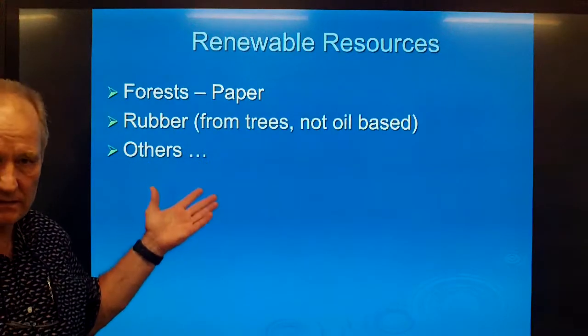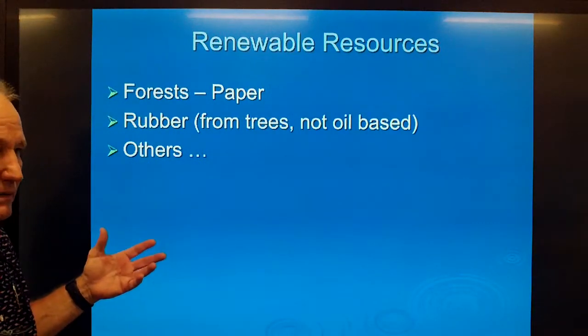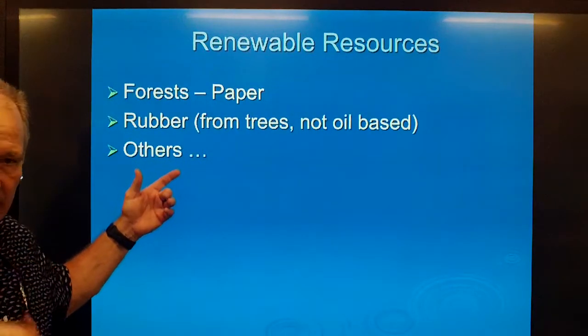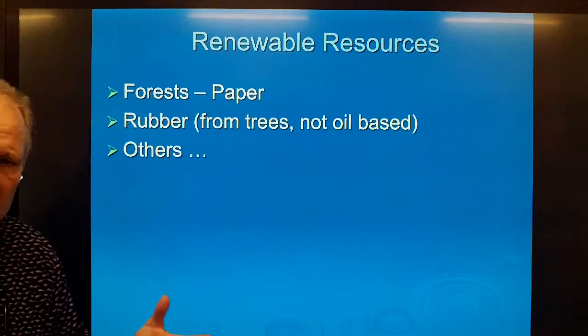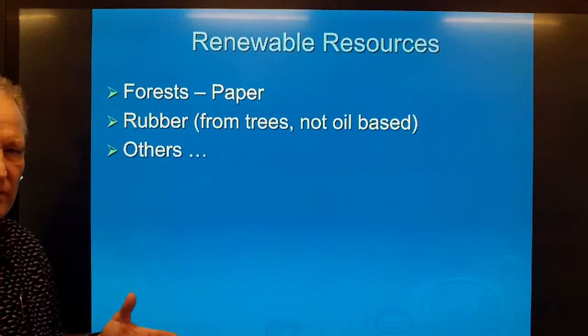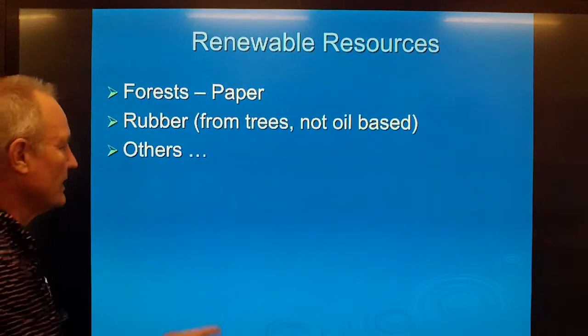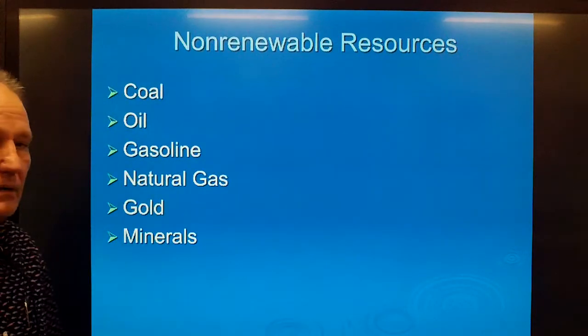Rubber that's cut from trees is renewable because the next year the tree will make more. There are others, think of some. What other renewable resources are out there that you can think of that we use?